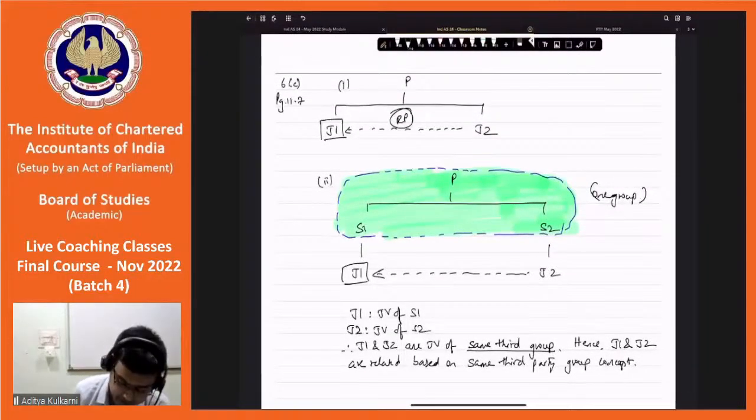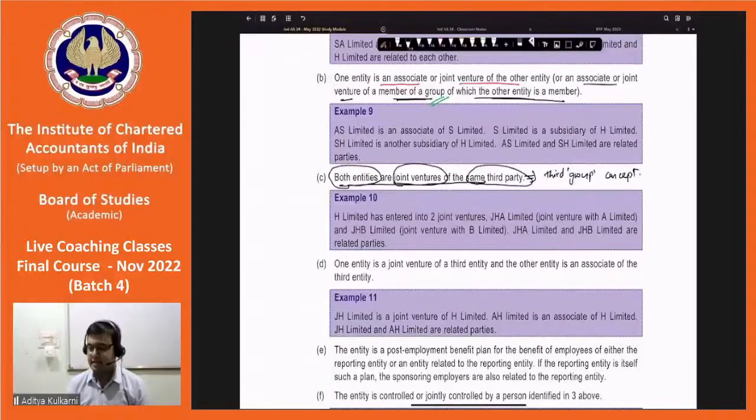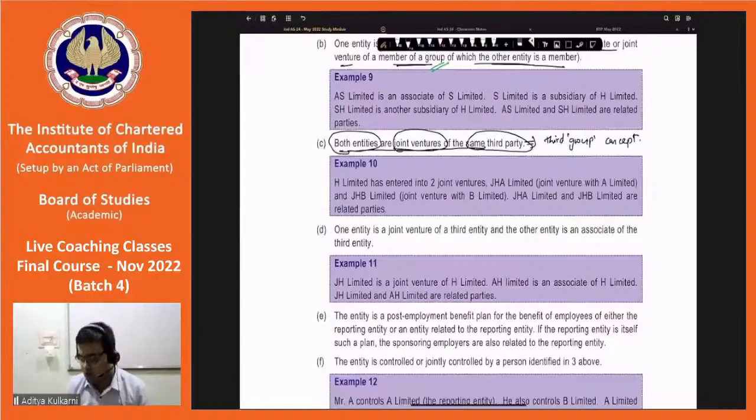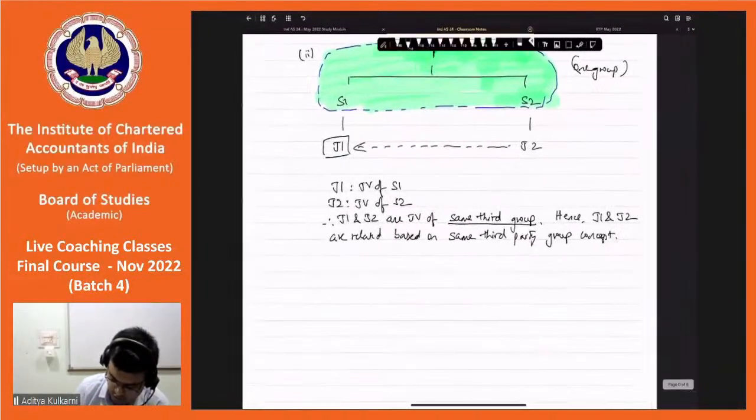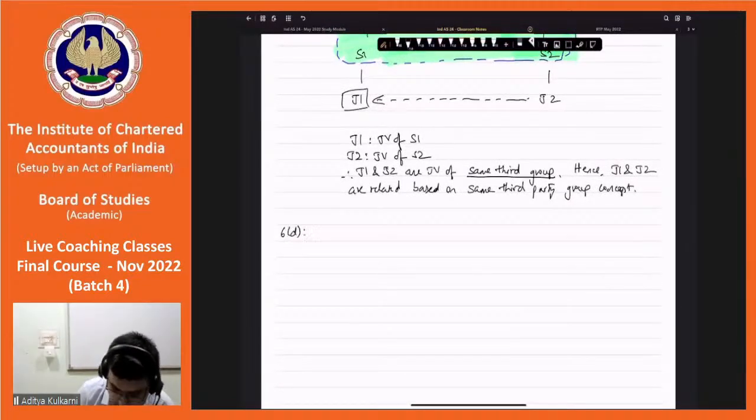So that is, my friends, 6C. Then we move on to 6D. We'll finish this, write a summary, and then we take a break. One entity is a joint venture of a third entity, and the other entity is an associate of the third entity. So that is 6D. I have parent. This parent has J1 and A1.